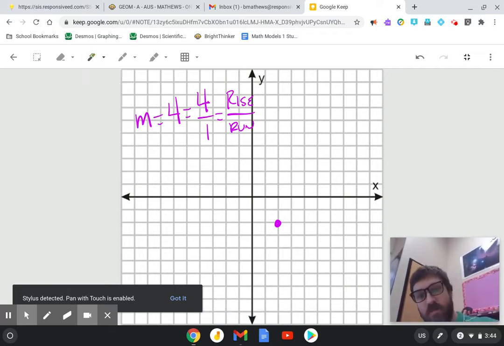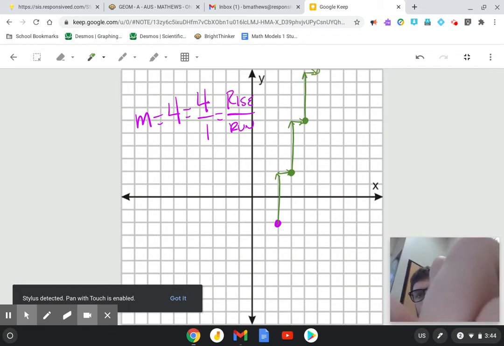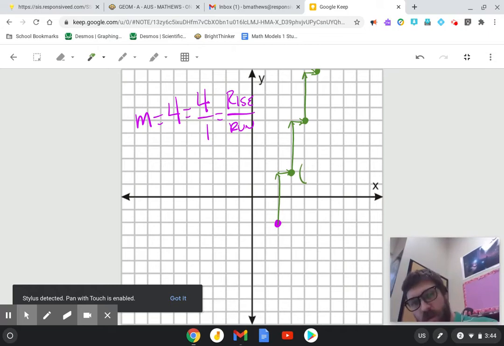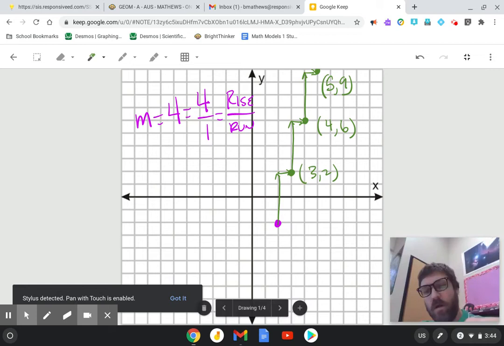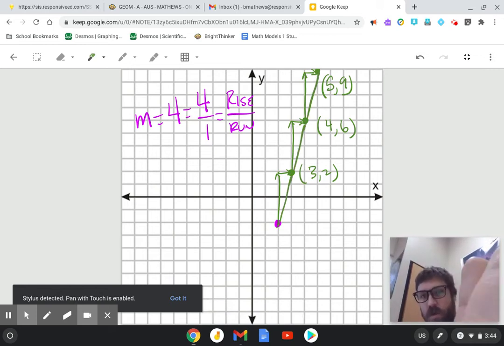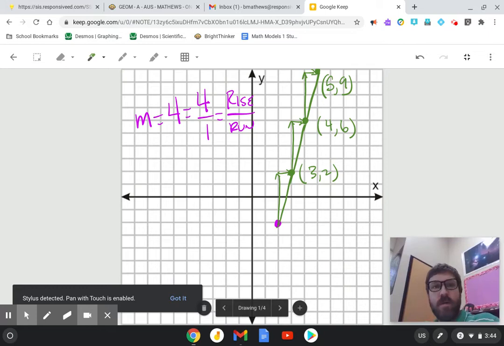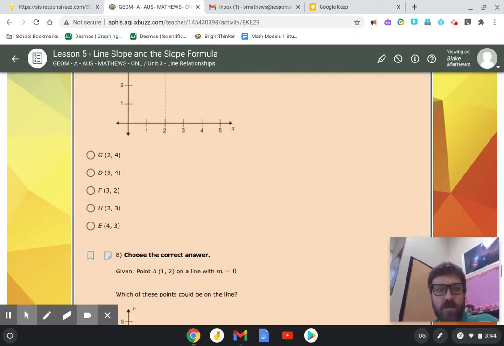It's going to go up 4 over 1, and there's going to be a new point right there. And it's going to go up 4 over 1, another point right there. Up 4 over 1, another point right there. So these would all be the points. We have (3, 2), we have (4, 6), we have (5, 9). So all of those would be points along the line that has a slope of 4. So that's how you would do that one. So remember, when it's a whole number or an integer, like negative 2, it's over 1.